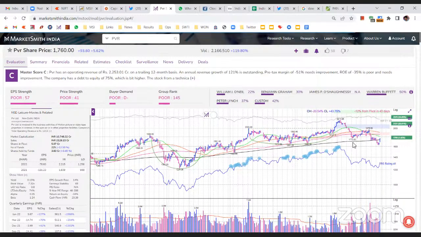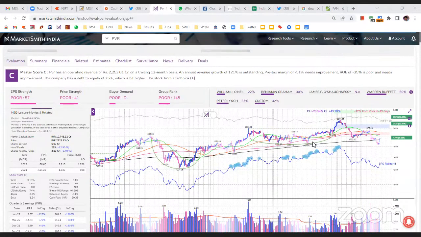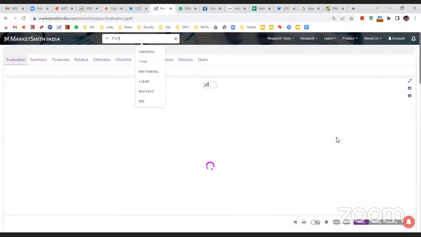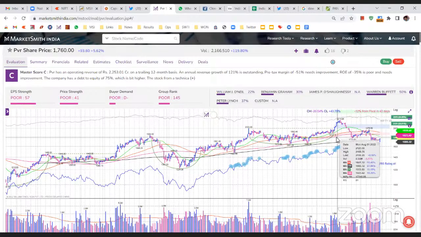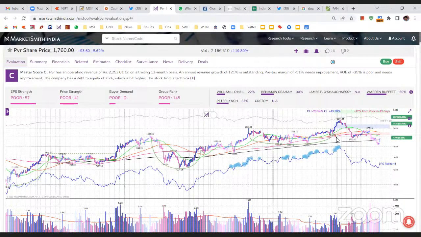Even if you look at it a little back, if you go near the cup base that it was forming, and then the breakout that it provided, then some negative news struck with respect to the merger, plus some negative news on social media as well, in terms of new movies not getting the desired footfall. So probably the stock did come under some kind of pressure.